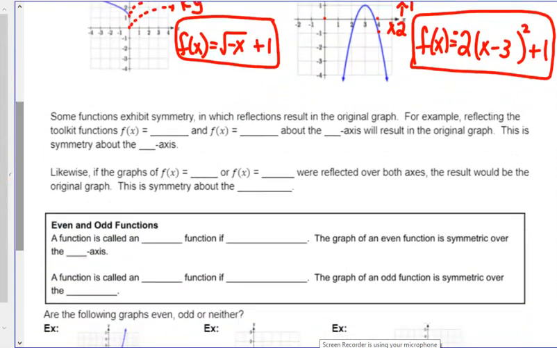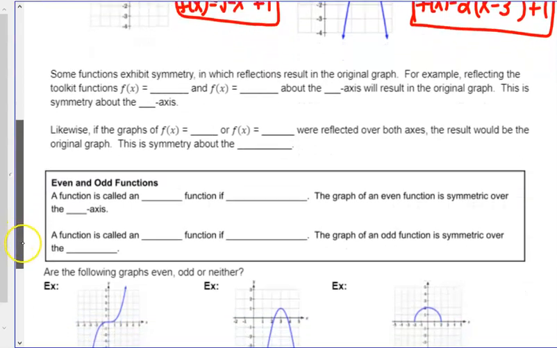All right, this is a long section. They threw a lot in there. Now we're going to talk about even and oddness, which we've alluded to a little bit, but we're formally going to define it here. So some functions exhibit symmetry in which reflections result in the original graph. For example, reflecting our toolkit functions of x squared and the absolute value of x about the y-axis will result in the original graph. So about the y-axis, that means that here, if I were to flip it over the y-axis, we get the same thing. Therefore, we call this symmetry over the y-axis.